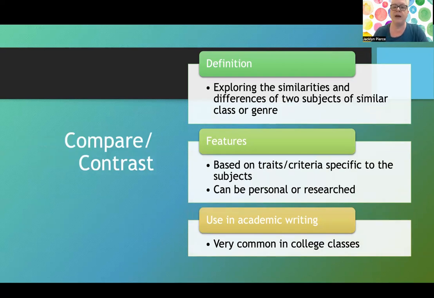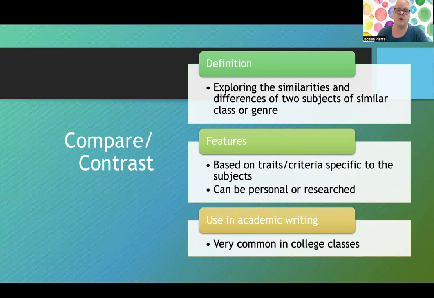The next paper we did was compare contrast, which is exploring the similarities and differences of two subjects of similar class or genre. Talked about that before. These are always going to be based on traits or criteria that are specific to the subjects. So the criteria that you use to compare movies is going to be very different from the criteria that you use to compare political candidates, for example.